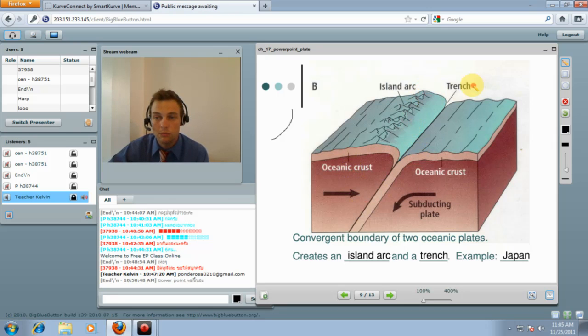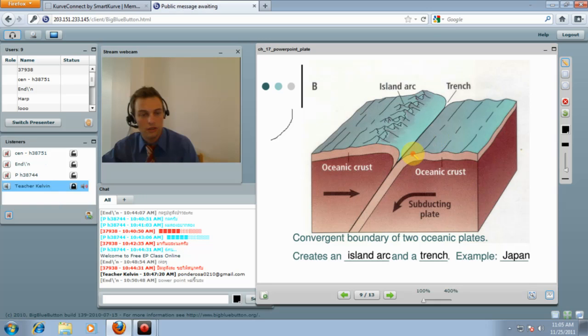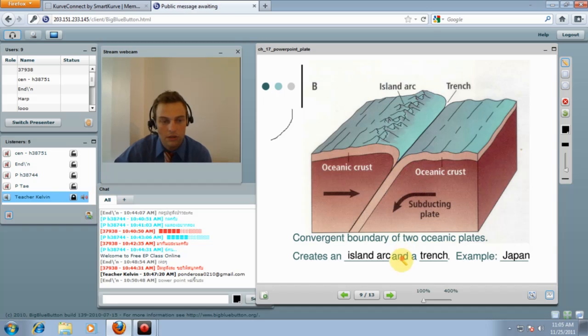When you have two plates moving away from each other, you don't get earthquakes because they're moving apart and you have this magma coming up. But anytime you have two plates sliding against each other, you're going to get earthquakes, and it's just a big part of it. It'll never stop. We'll always have earthquakes. So yeah, island arc, trench, and someone said, give me an example of an island arc. Huge example, Japan.